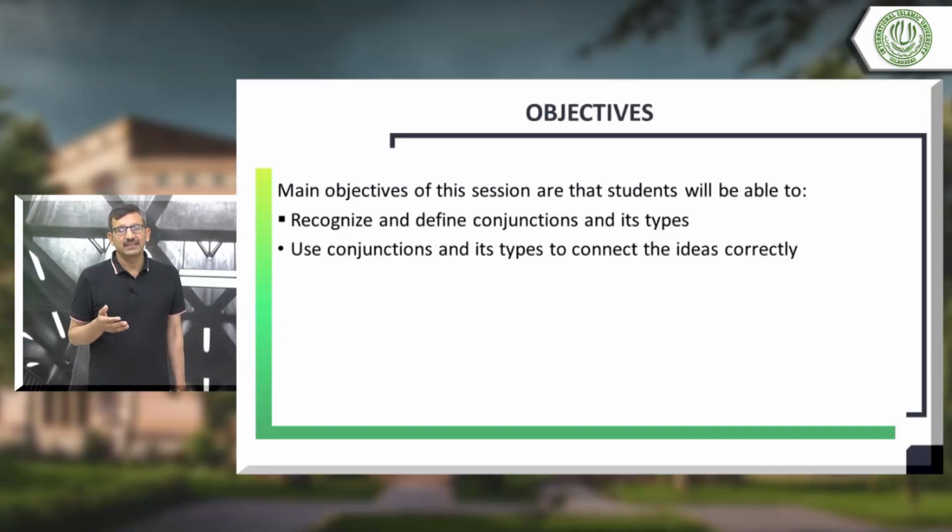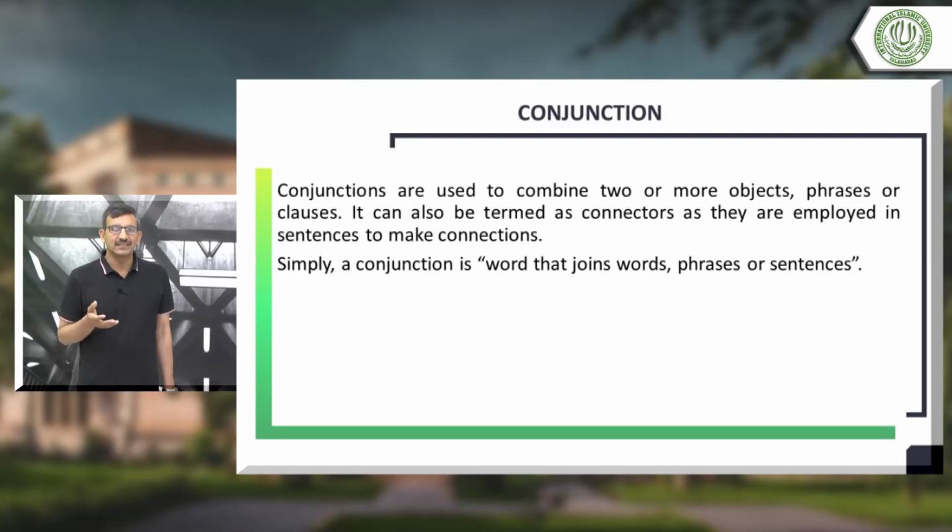Let's start with another part of speech, which is conjunctions. The main objectives of this session are that students will be able to recognize and define conjunctions and their types. They will also learn to use conjunctions and their types to connect ideas correctly. Conjunctions are used to combine two or more objects, phrases or clauses. They can be termed as connectors, as they are employed in a sentence to make connections. Simply, a conjunction is a word that joins words, phrases or sentences.